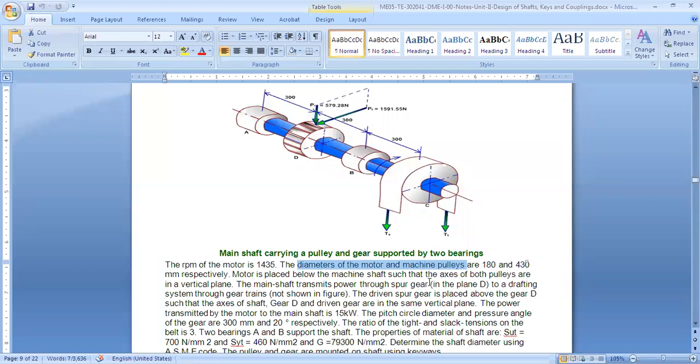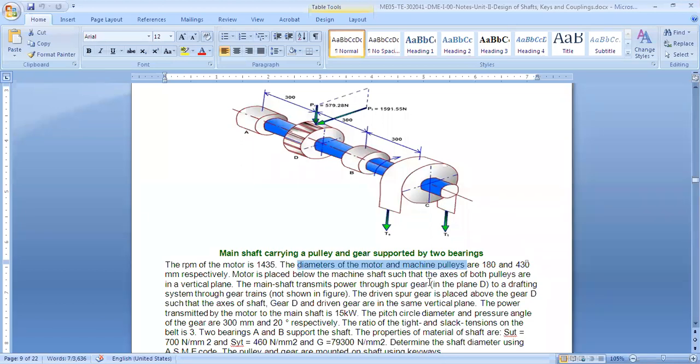Now where will the RPM be used? RPM will be used in finding the torque or twisting moment. Power is equal to 2 pi NT upon 60, right? From there we will get the torque carried by the shaft.